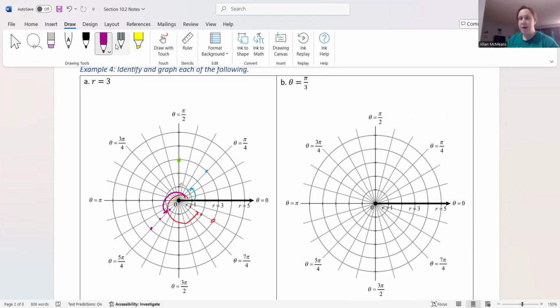Again, it doesn't matter what theta is. We have free rein. Theta can be anything. We don't have theta given to us. It could literally be anything we want it to be. And what we end up getting is basically a circle. We get a circle centered at the pole with a radius of 3. Remember, the pole acts like the origin does for us in the rectangular system. So we have a circle centered at the pole with a radius of 3.